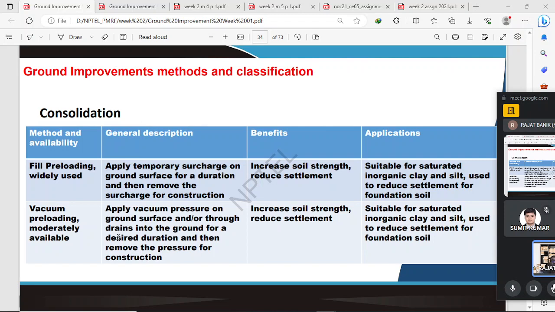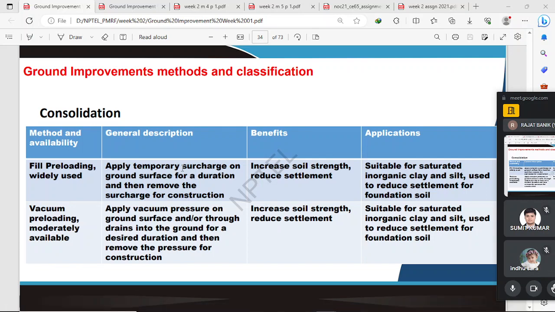In field preloading, we apply some temporary structures. By this structure, we increase the excess pore water pressure, and by the excess pore water pressure, the water in the voids or pore phase is expelled out from the ground, and the ground settles down and is thus stabilized. Then after the ground is stabilized, no further settlements occur.